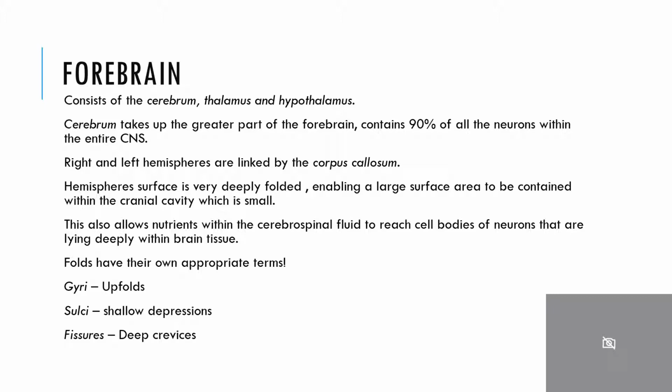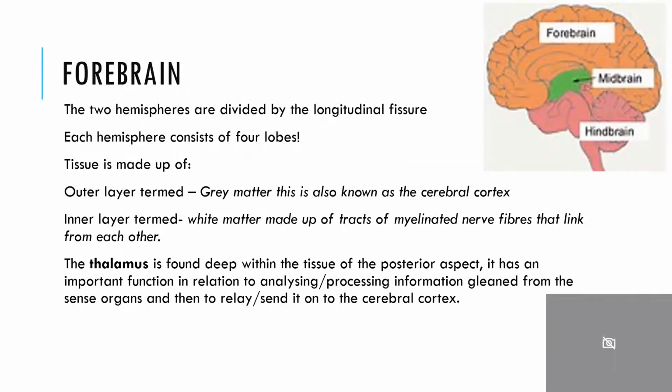The folds actually have appropriate terms. So we have the gyri, which are upfolds, sulci, which are shallow depressions, and fissures, which are deep crevices. The forebrain is made up of two hemispheres that we've already stipulated, the right and left, and these are divided by the longitudinal fissure. Each hemisphere consists of 4 lobes, and each of the 4 lobes contains specific centres or nuclei that have specific functions related to conscious thought and action.